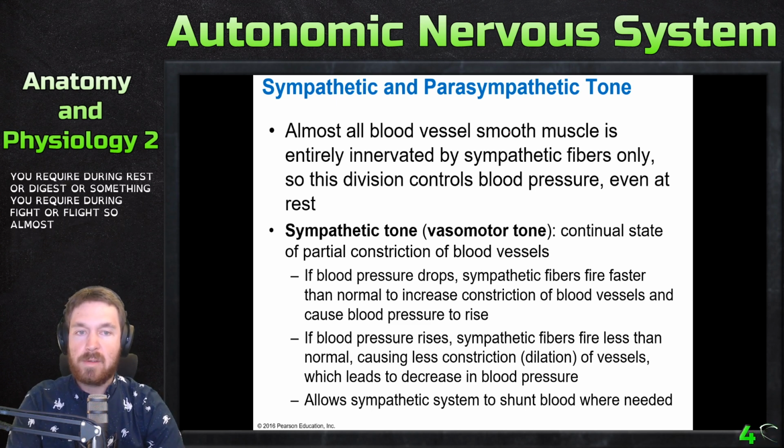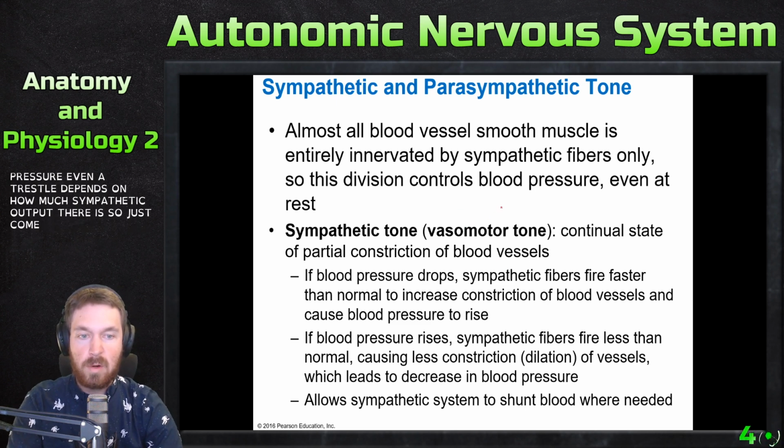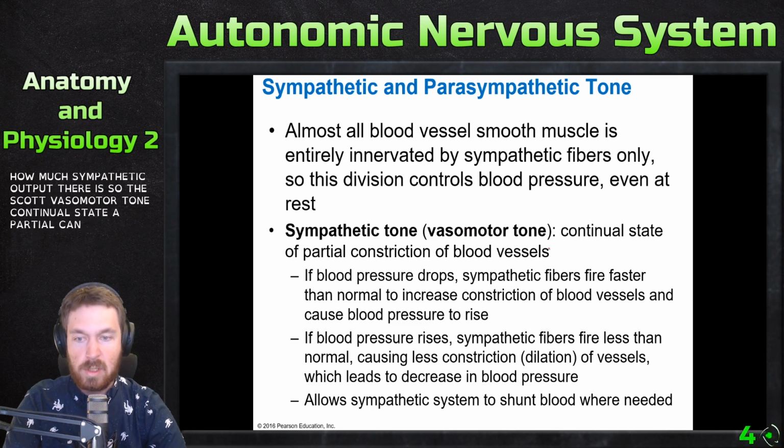Almost all blood vessels of smooth muscle are entirely innervated by sympathetic fibers only. So this division controls blood pressure even at rest. It depends on how much sympathetic output there is. This is called vasomotor tone, a continual state of partial constriction of blood vessels.